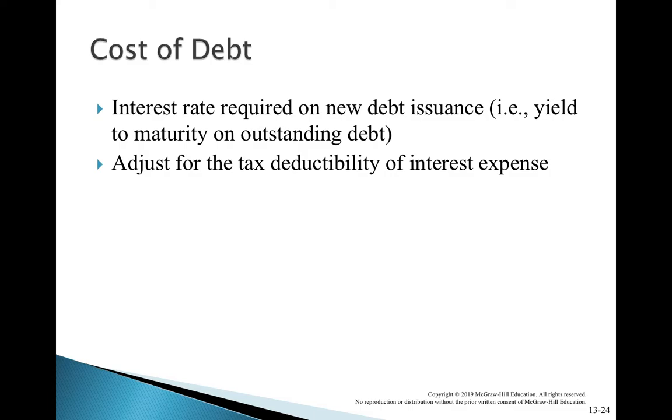If you are in the 40% tax bracket, then your after tax cost of debt will be 5% multiplied by 1 minus tax, where tax is 40%. So 5% multiplied by 60% is equal to 3%. So the pre-tax cost of debt is 5%, and the post-tax cost of debt is 3%. So always calculate the pre-tax and post-tax cost of debt.